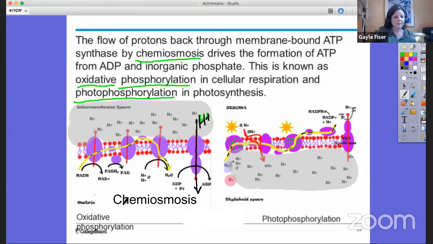Okay, so that's the chemical part, and it's moving through from high to low, the osmosis, and that's forming the ATP, so that's called chemiosmosis, okay? Oxidative, what did we say oxidative meant? Oxidative meant you were losing electrons. And what does phosphorylation mean?